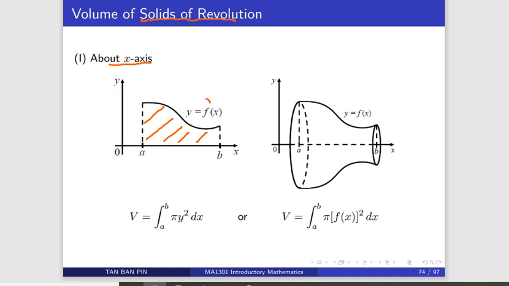Suppose you have a graph y equals f(x), and you consider the interval from a to b. If you rotate this shaded area 360 degrees about the x-axis, you'll form this solid. And the volume of this solid will be given by the integral from a to b of pi y squared dx, or the integral from a to b of pi f(x) squared dx.